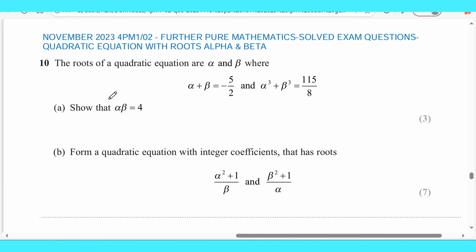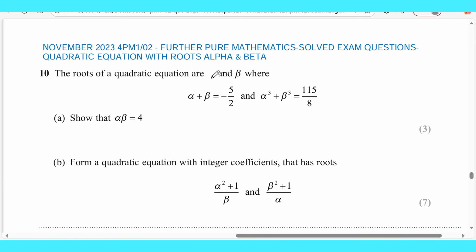So guys, this is 10A: show that alpha beta equals 4, and B: form a quadratic equation with integer coefficients that has roots alpha squared plus 1 over beta and beta squared plus 1 over alpha. This question is worth 10 marks, so let's get started. If you need some more time to think or want to try on your own, please pause this video. Okay, let's get started.